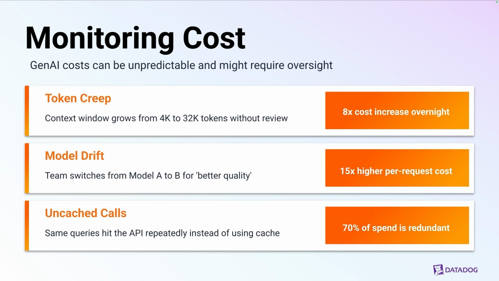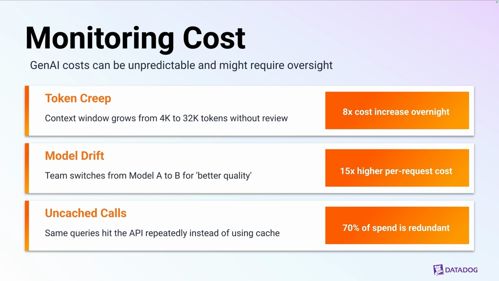All right, let's look at why cost monitoring is absolutely critical, and it all boils down to the unpredictable nature of GenAI spend. We've identified 3 major ways costs can escalate without warning. The first is token creep. This happens when maybe your engineers or product managers are trying to improve quality, but they quietly increase the context window for the model. Without financial review, and because cost is directly tied to token count, this can result in a cost increase overnight.